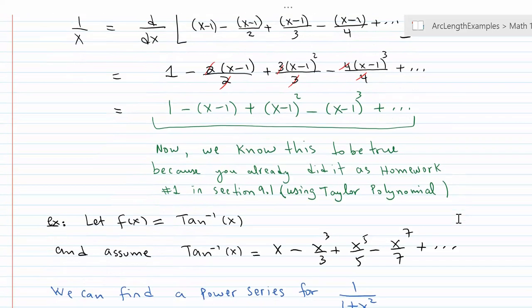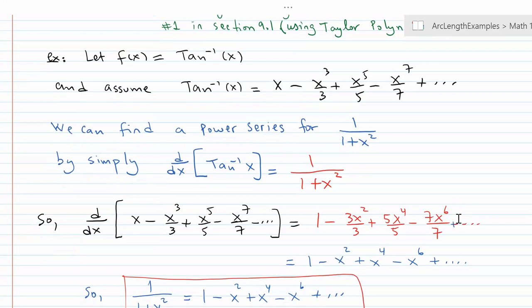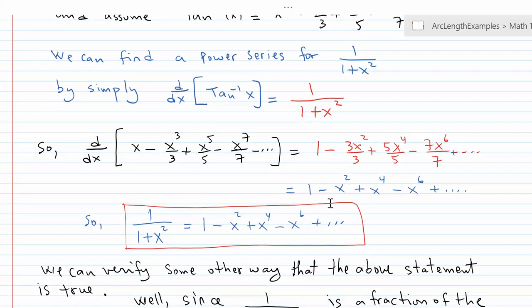I really like the next example. It's arctangent of x. And here's a true statement. The derivative of arctangent is 1 over 1 plus x squared. So if I wanted to find an expansion, a polynomial, a power series for this fraction, I could simply differentiate the power series for arctangent, and that is given by this polynomial you see in here. All right, so if I told you that's the polynomial for arctangent, differentiated, this is what you're going to get. And then in simplified version, this is what you end up with.